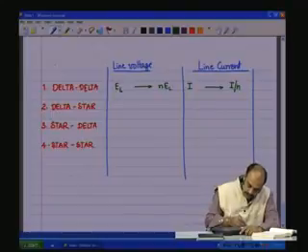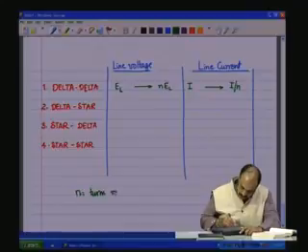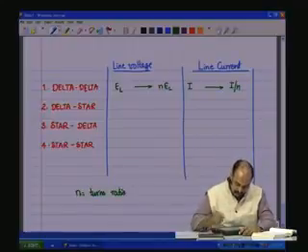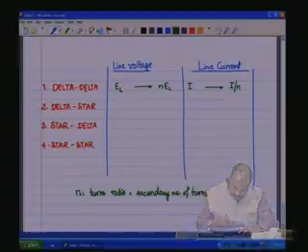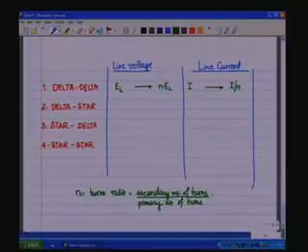N is the turns ratio. We will write down N is equal to turns ratio: secondary voltage by primary voltage, the secondary number of turns by the primary number of turns, for each coil.